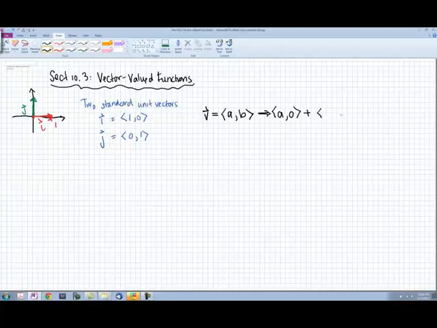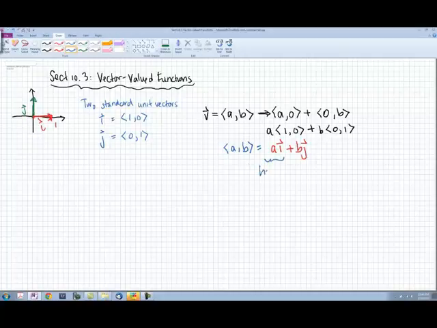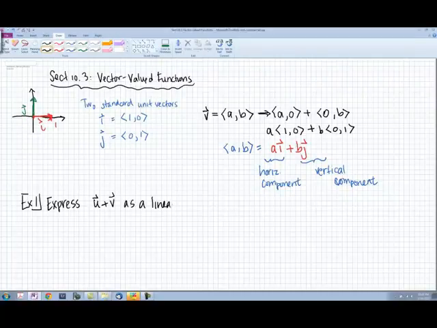Instead of having ab, I'll have vector a, 0 and add that to vector 0, b. Then I'm going to factor out an a, and I'm going to factor out a b. So what this allows me to do is write my vector as ai plus bj. I can say my vector ab is a times vector i plus b times vector j. This part right here with the i is called the horizontal component, and the other part would be called the vertical component.